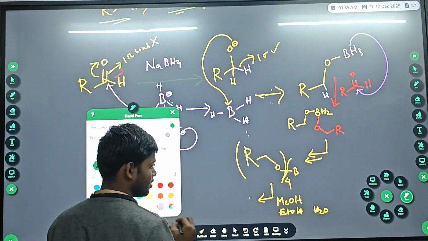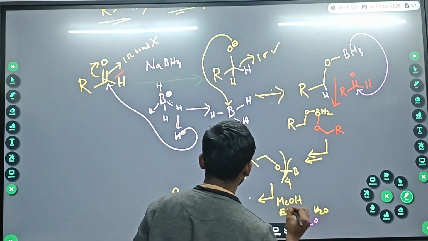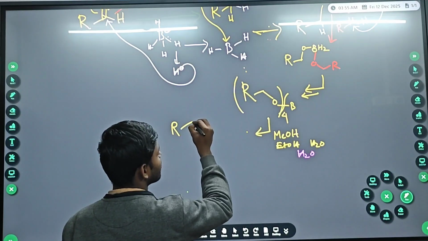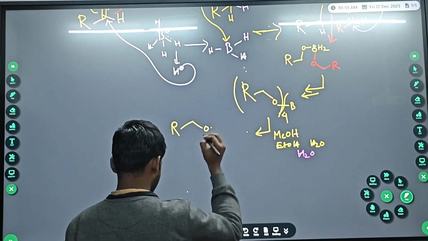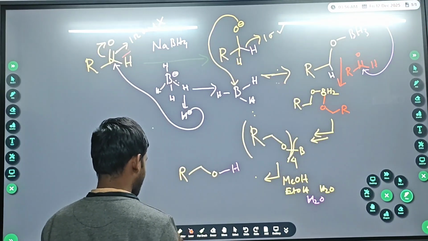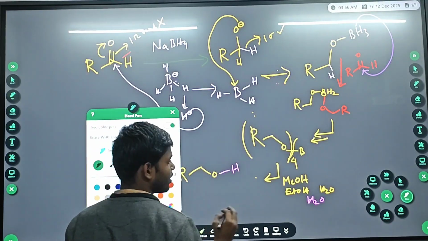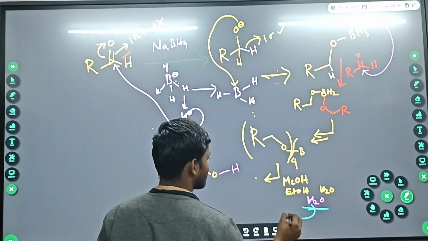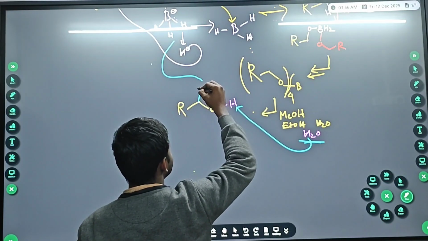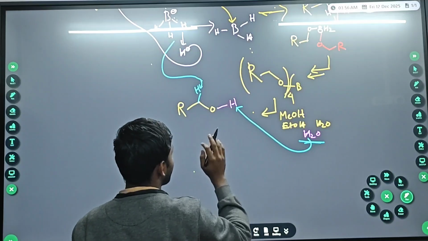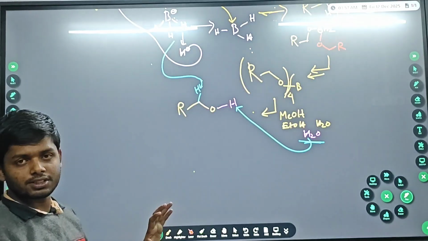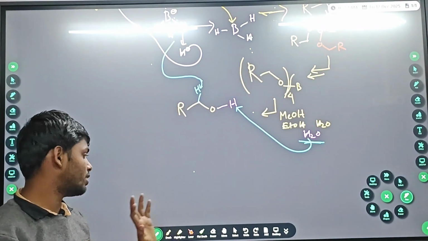Let's say we will use a color code, and we will use H2O. So the molecule will be like this type: RO, and there will be a blue color H. As we see, the water proton comes here and the borohydride hydride comes here. These are the rough mechanism. You don't need to go through the rough mechanism, just understand what the products are.